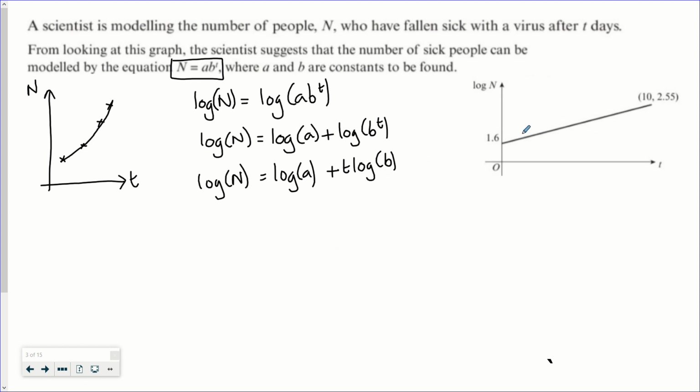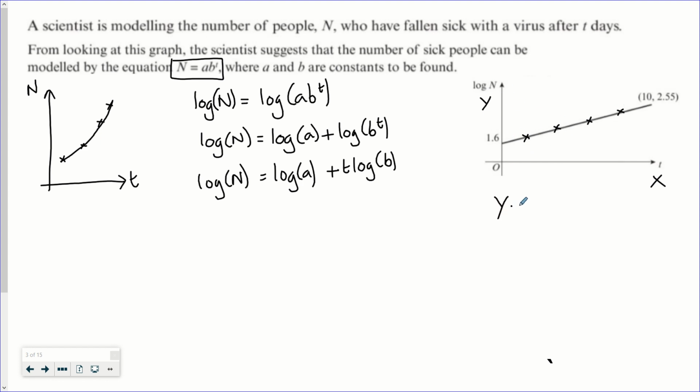Someone's already plotted a graph of log n against t for us. And we don't know whether all the points are on a straight line, but they've drawn a line of best fit for us. And the way that they would get this is they would take the original n values and work out log of those n values to create a new table of values which they could plot. So let's forget about the fact that it's log n and t, and let's imagine that we had y and x. And what we're going to do is find out the equation of this straight line.